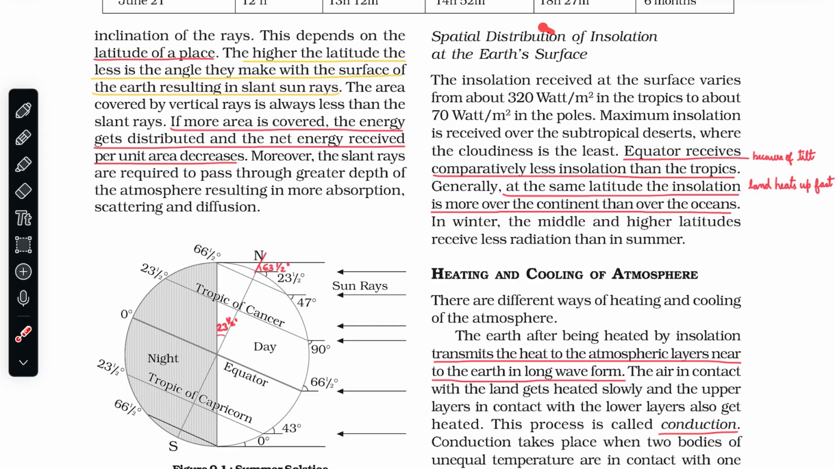With the spatial distribution of insolation at the Earth's surface, what we can infer is that the equator receives less insolation than the tropics. At the same latitude, the insolation is more over the continents than over the oceans, and insolation decreases as we move towards the poles.